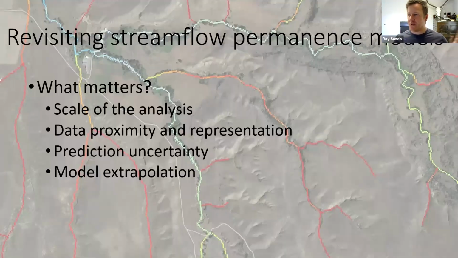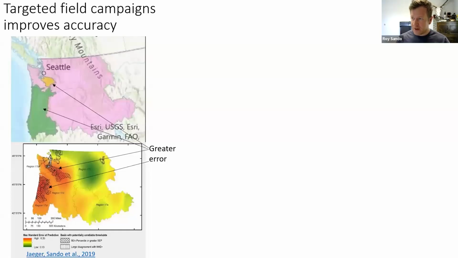So going back, these were our big base regional streamflow permanence models, but we wanted to go back and take a deeper dive into what drives these models, what's important and what matters. And we found four distinct things that popped out: the scale of the analysis matters, your input data proximity and representation of your basins, prediction uncertainty is important, and finally model extrapolation. And I'll go into this in a little bit more detail here.